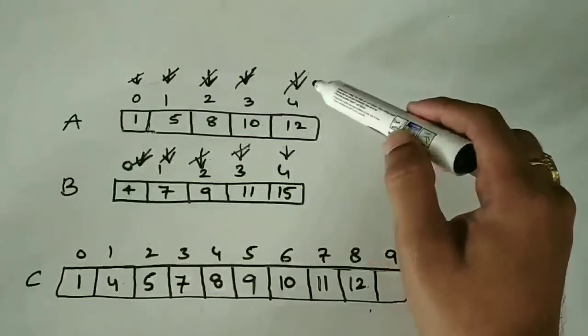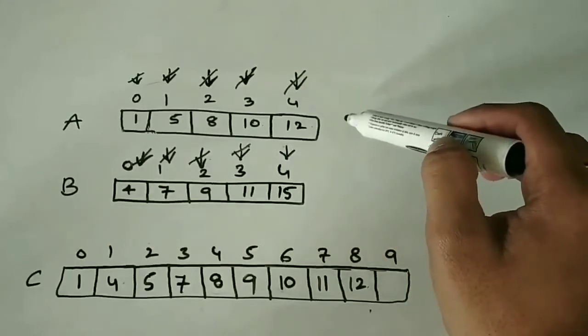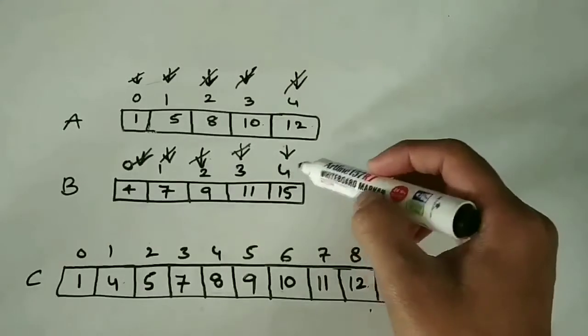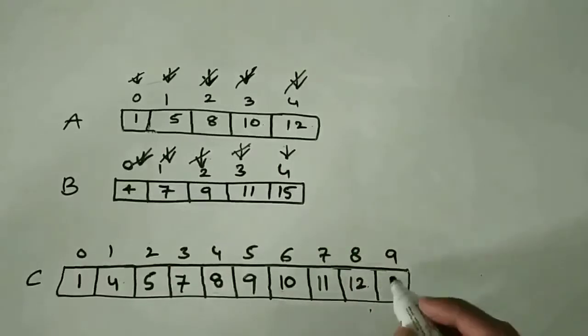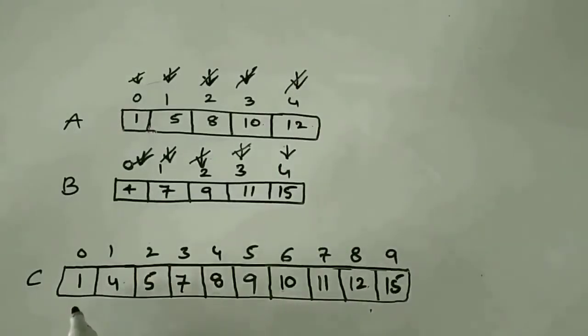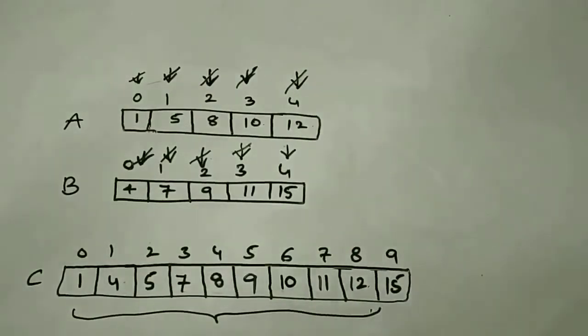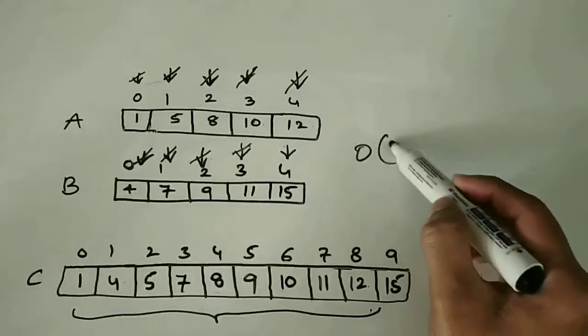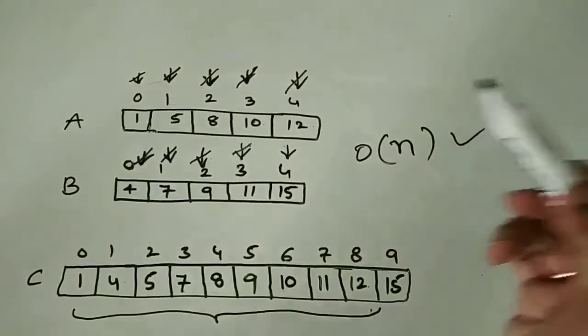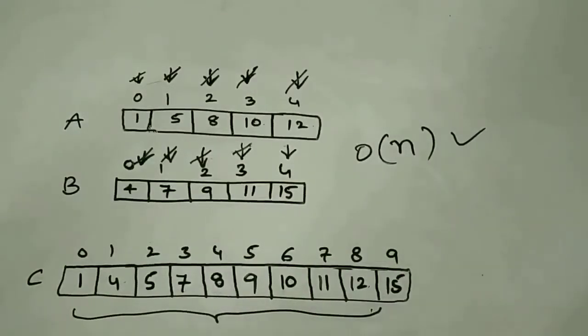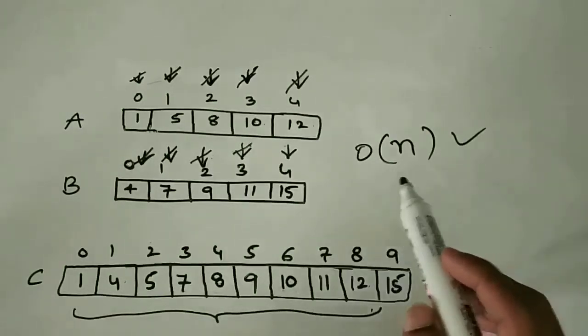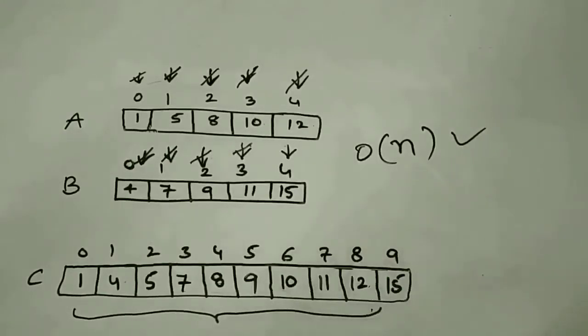I can increment. Here there are no elements left in array A, so whatever leftover elements are in array B, I can simply add them here. If you see here, all the elements are sorted, so the time complexity here will be order of n. This is the best time complexity for this problem, and this is also the approach for merge sort. If you are able to solve this, you will be able to understand how merge sort works.